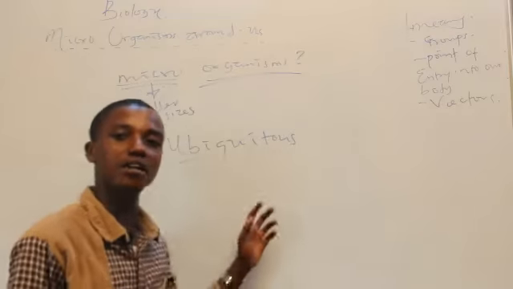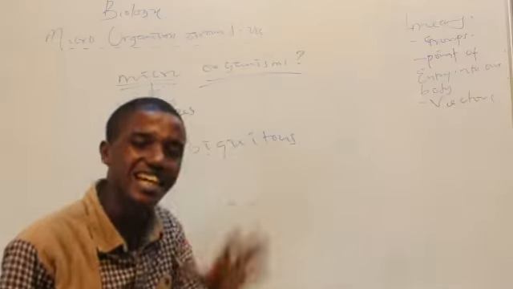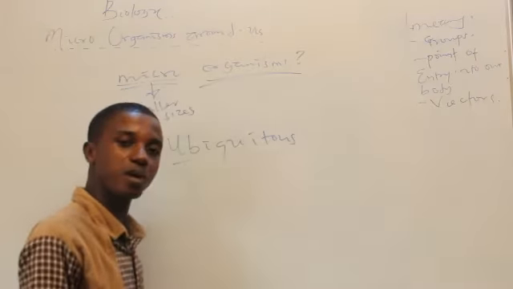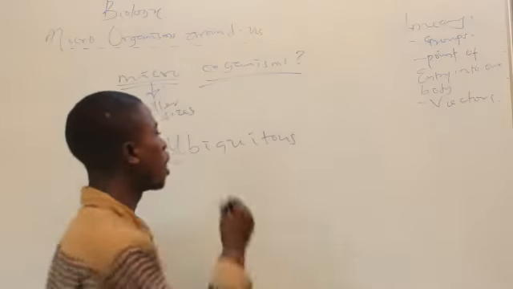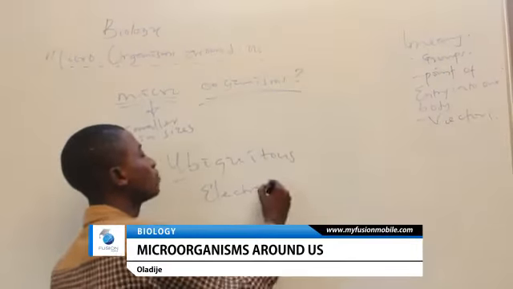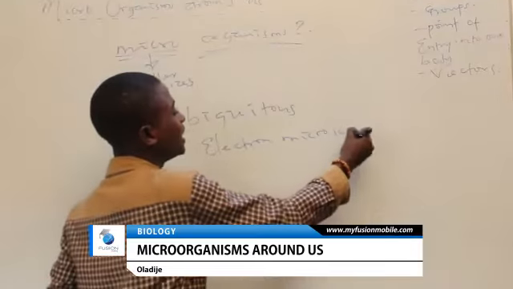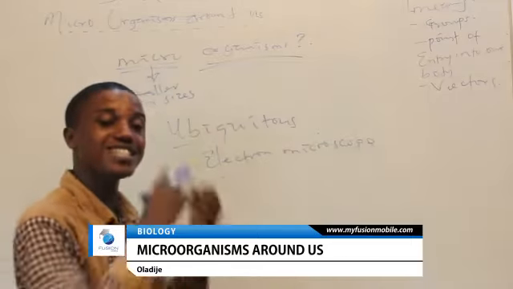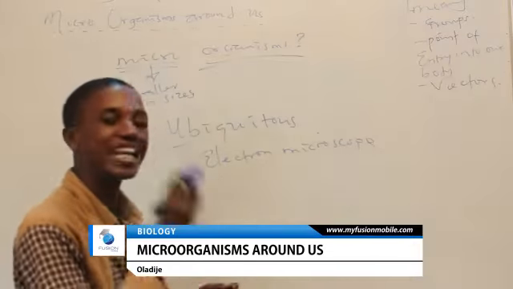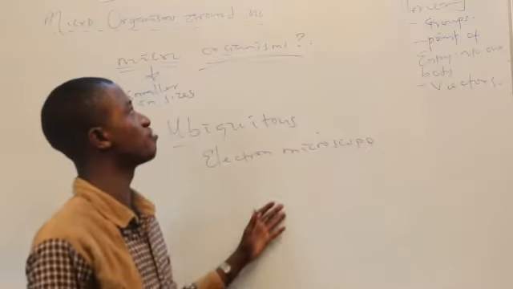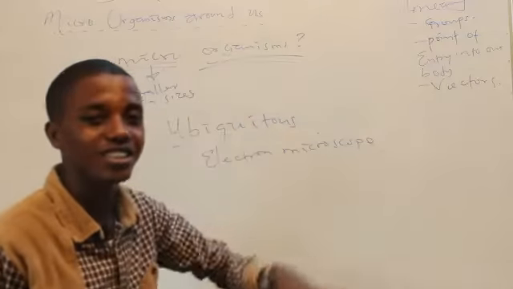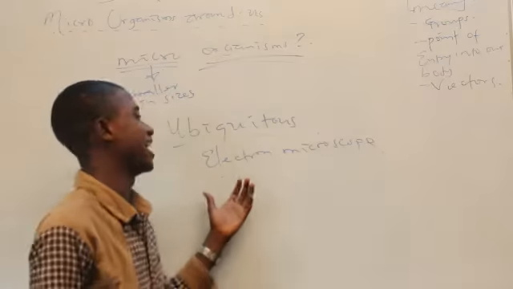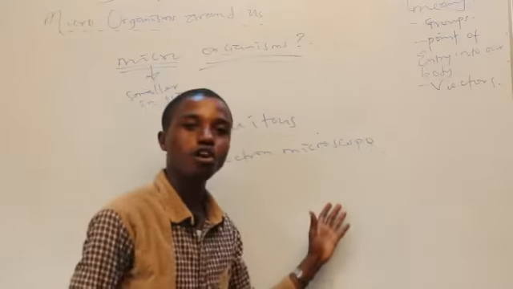Now, one notable thing about them is that they cannot be seen with the naked eyes. They can only be seen with the aid of a microscope. And what kind of microscope are we talking about? A specialized microscope called the electron microscope. It allows us to focus and see clearly the structures of tiny microorganisms. So it is also safe to say that microorganisms are tiny organisms that are everywhere, that cannot be seen with the naked eyes except with the aid of an electron microscope.